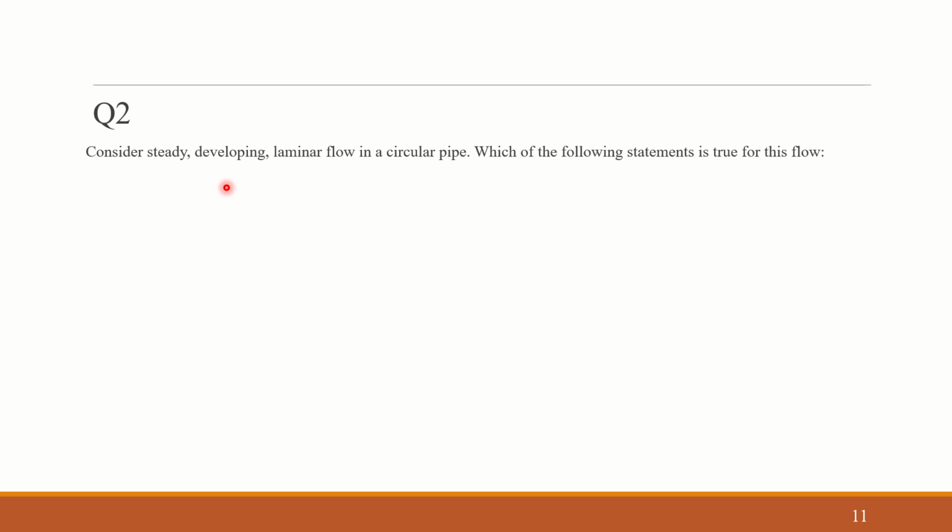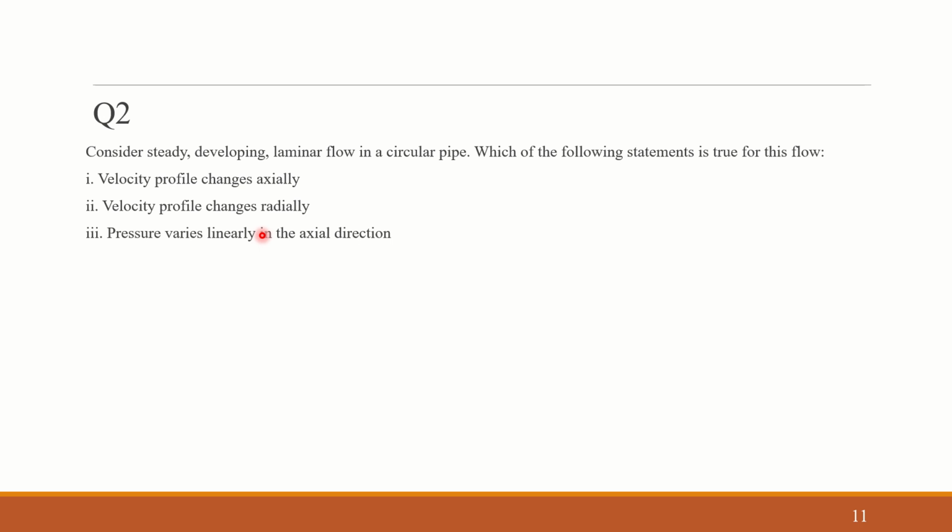Consider steady developing laminar flow in a circular pipe. Which of the following statements is true for this flow? Option 1, velocity profile changes axially. Option 2, velocity profile changes radially. Option 3, pressure varies linearly in the axial direction. And fourth, pressure remains constant.